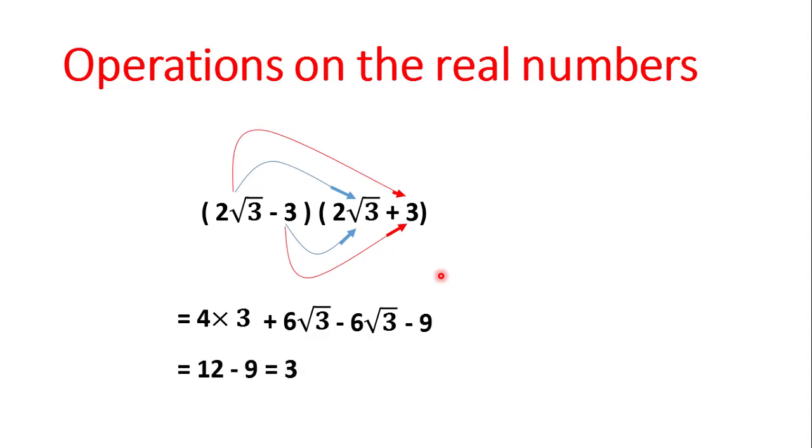Okay, let's continue. 6 root 3 minus 6 root 3 is 0. So we have 12 minus 9, which is 3.